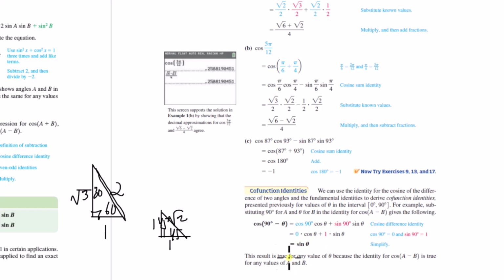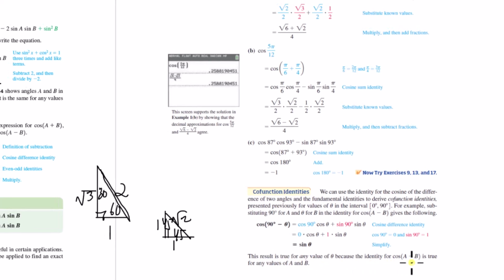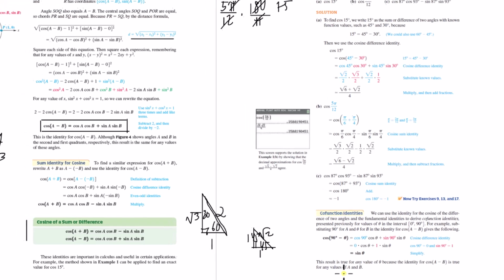And so there you go. We just used the difference identity for cosine, which we know is true for any angle theta. And so now, if cosine of 90 minus theta is equal to sine theta, which we proved using the difference identity for cosine, then we can state this as an official cofunction identity for any angle theta. And that's what they state here. This result is true for any value of theta because the identity for cosine of A minus B is true for any values of A and B.